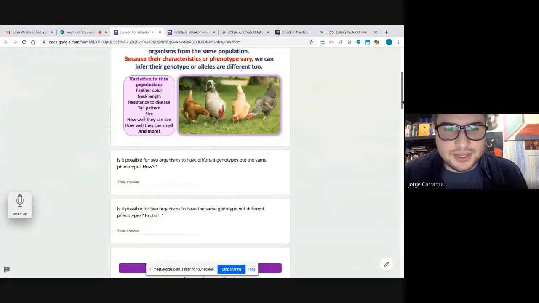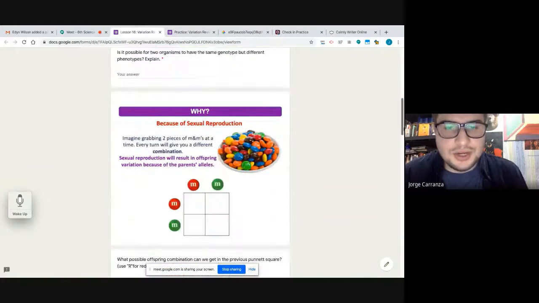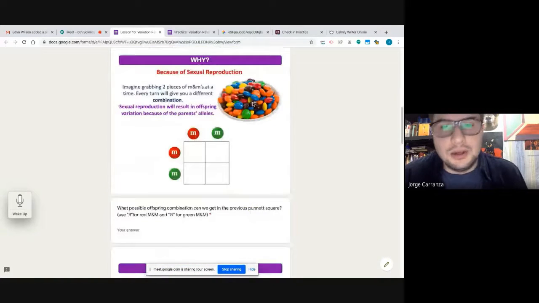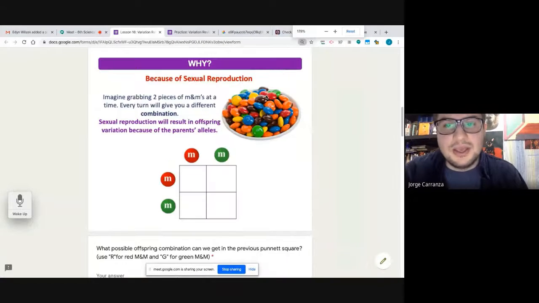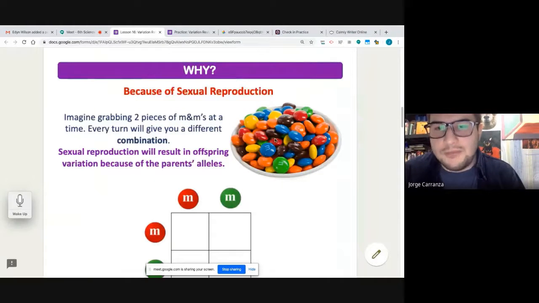So this is the lesson that is due today. There is a couple questions, and there is just an example, or another way to see sexual reproduction. This is a bowl of M&Ms. The reason we posted that is because sexual reproduction is a lot like this bowl of M&Ms. The reason we have variation is because if you had a bowl of M&Ms and you were to take two at a time, every single time you will get two different colors, a different combination every single time. It would be really weird if you got the same combination twice in a row.